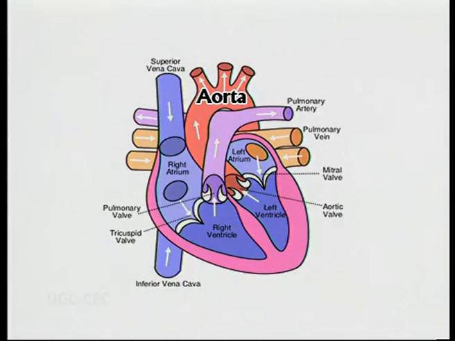Aorta arises from the heart, divides into thin branches called arteries. Arteries again divide into thin branches called arterioles, and finally these arterioles divide into the thinnest branches called arterial capillaries, which are found in the body tissues.